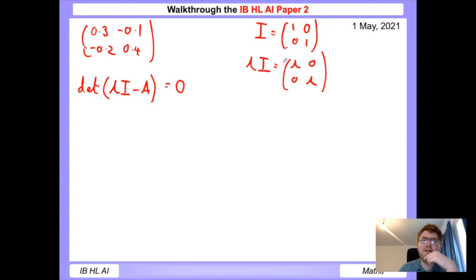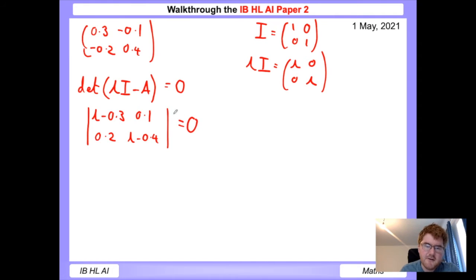And what I'm going to do here is take this matrix away from this matrix. So I'm going to get the determinant, where lambda minus 0.3 is lambda minus 0.3, and 0 minus minus 0.1 is positive 0.1. The same for this as well, 0.2. You'll notice the mark scheme has this the other way around, but that's fine. And then lambda minus 0.4, is equal to 0. So the determinant of this matrix is equal to 0.